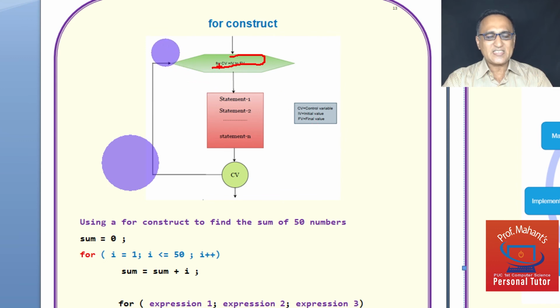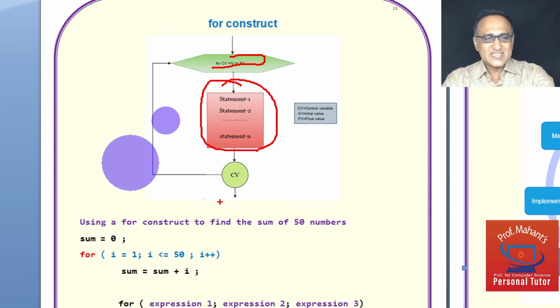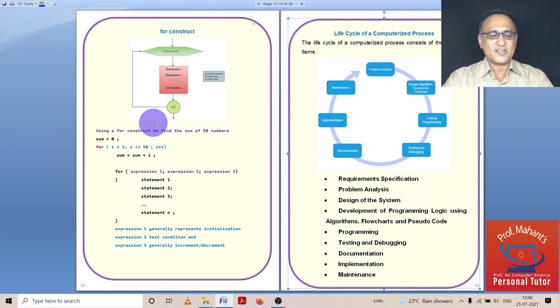So the syntax is for control variable equal to initial value to final value. So my initial value in my case was I equal to 1, final value was 50. So as long as I was between 1 to 50, I kept adding, sum is sum plus I. That was what this example of this statement was. Once that addition was done, I come here and I discontinue. So this is an example of the for construct.